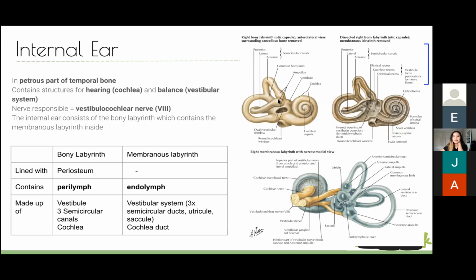So this is like inside of that. Your bony labyrinth is lined with periosteum because it's bone, and it contains fluid called perilymph. It's made up of the vestibule, 3 semicircular canals, and your cochlea. Your membranous labyrinth is filled with endolymph, and you've got the vestibular system as well as your cochlear duct.